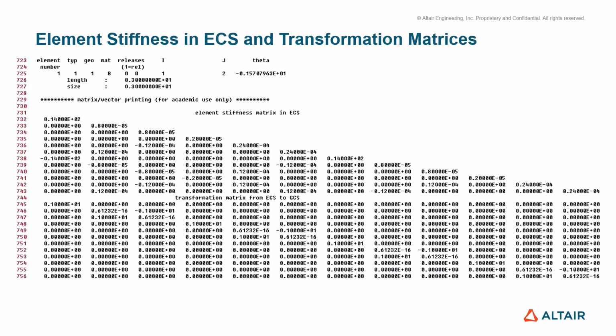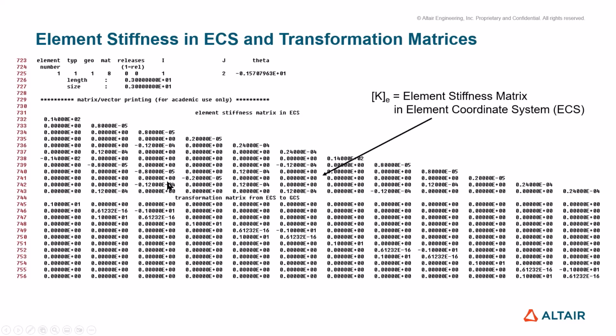This is an excerpt from the trail file, and it is for element number 1, as you can see here. The element stiffness matrix is 12 by 12, but since the matrix is symmetric, we only print the lower part. The element transformation matrix, on the other hand, is also 12 by 12, and since it is not symmetric, we print the whole 12 by 12 matrix.